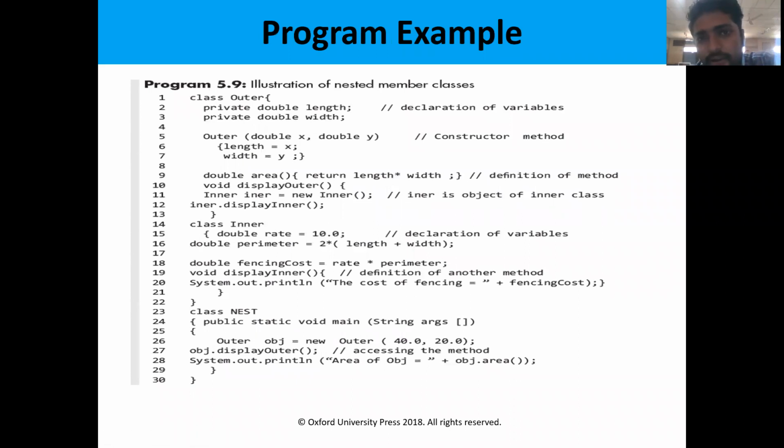So this is an example of a nested class. Let us see this example. Let us check how many classes it has. Class Outer. So this is one class.